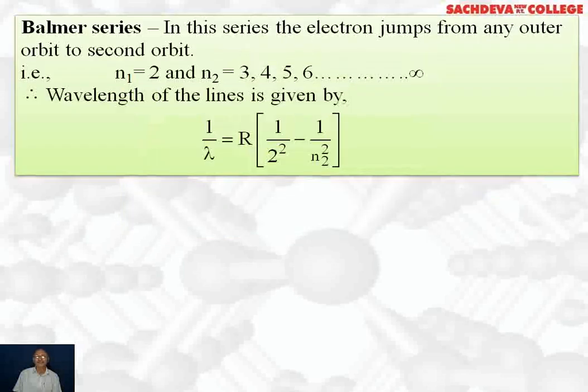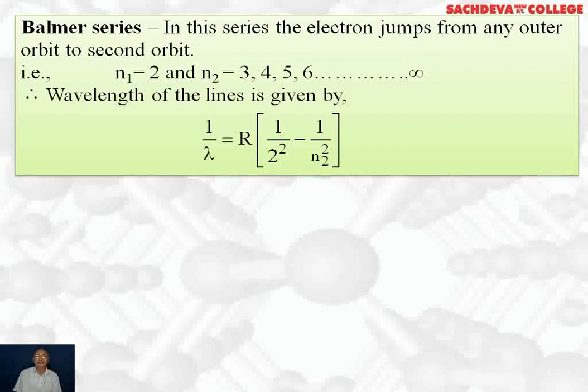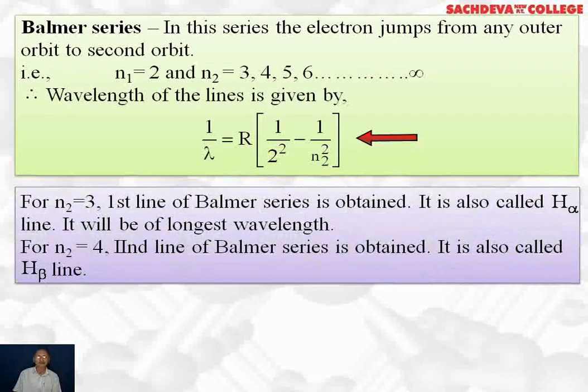Balmer series. In this series, the electron jumps from any other outer orbit to second orbit. That is, n1 is equal to 2 and n2 is equal to 3, 4, 5, 6 and so on. Wavelength of the line is given by 1 over lambda is equal to Rydberg constant into 1 over 2 square, which is fixed, minus 1 over n2 square, which is variable, 3, 4, 5, 6, 7 and so on. For n2 is equal to 3, first line of Balmer series is obtained. It is also called H alpha line. It will be of longest wavelength and lowest energy.